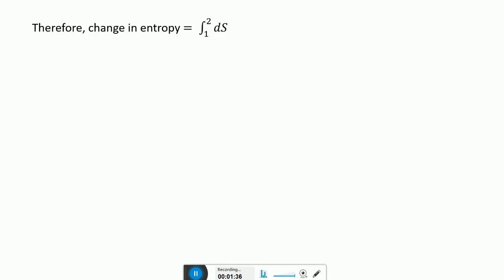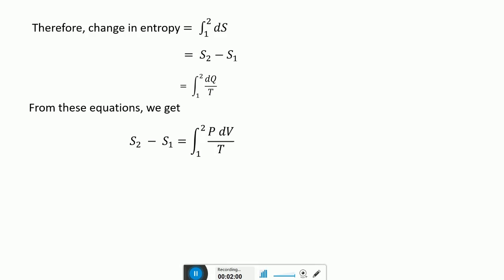So change in entropy is equal to integration from state 1 to state 2 of dS, which is equal to S2 minus S1. Putting the value of dS here, that is integration 1 to 2 dQ by T. From these equations we get S2 minus S1 is equal to integration 1 to 2 dQ by T. But the value of dQ is PdV. So we get integration 1 to 2 PdV by T.